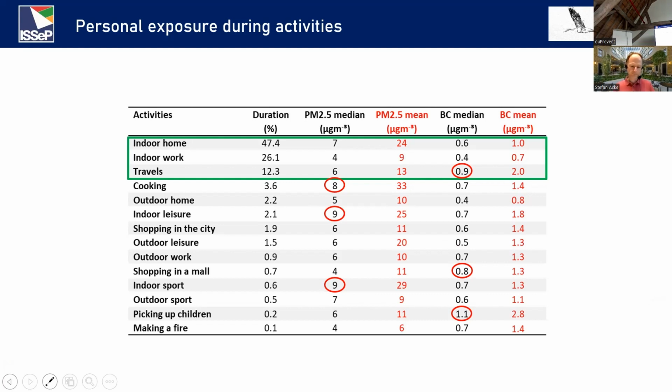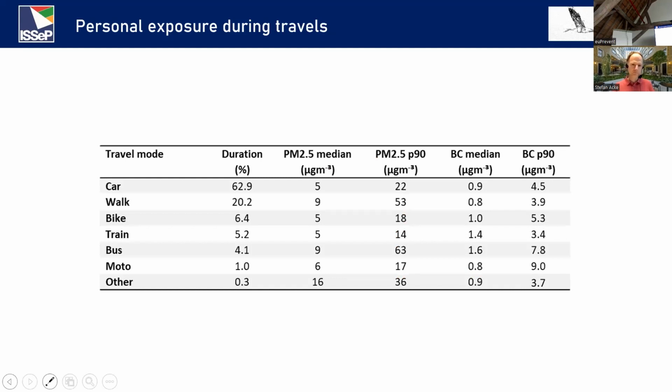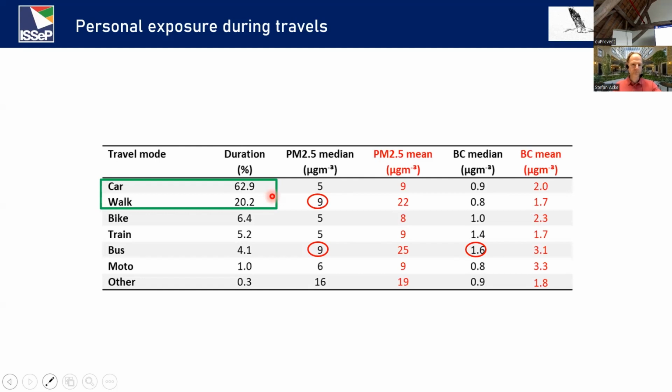So if we want to compare with the official limit, we normally have to use the mean. Next slide. Regarding travel mean, you can see that it's the car and the walk that were the most used. But it's for the bus and for the walk that the people were the most exposed. And if we look at the black carbon, you can see that it's also during bus travel that the people were the more exposed. The mean again.